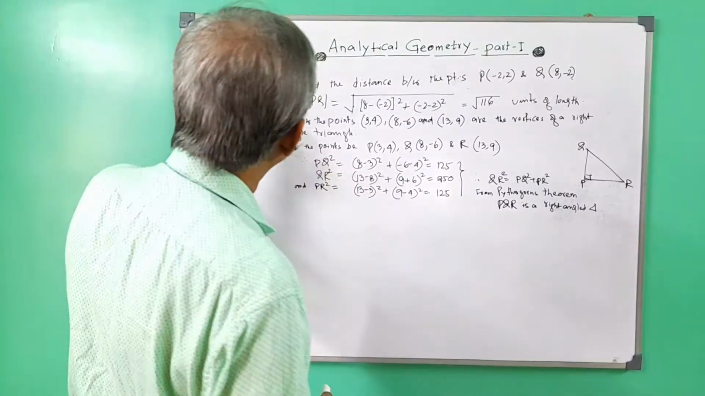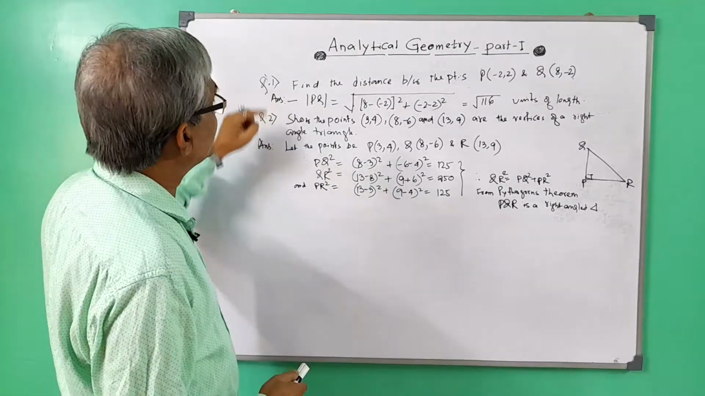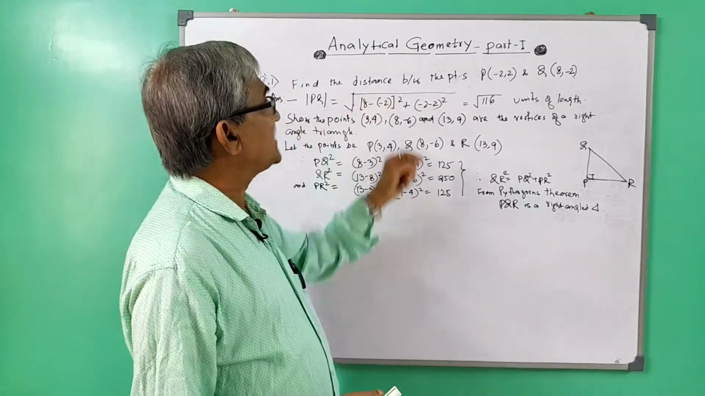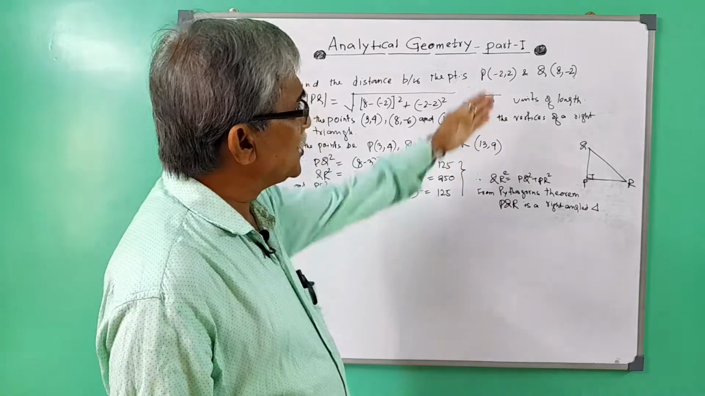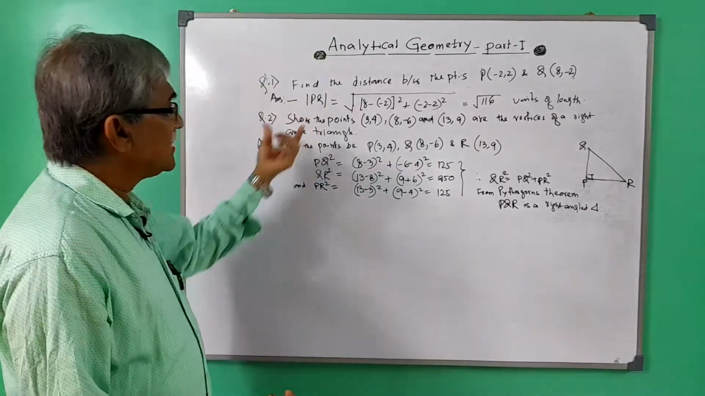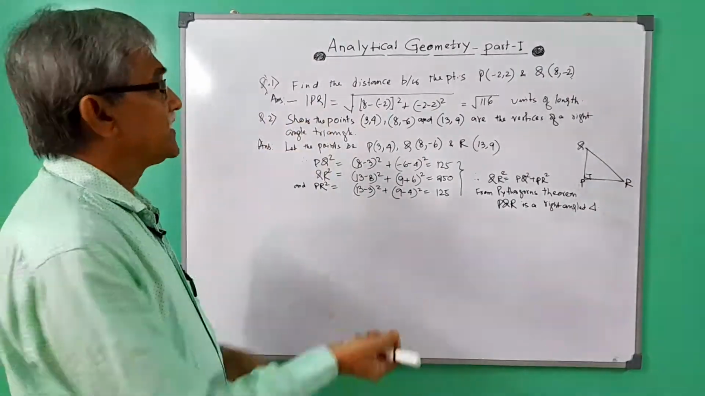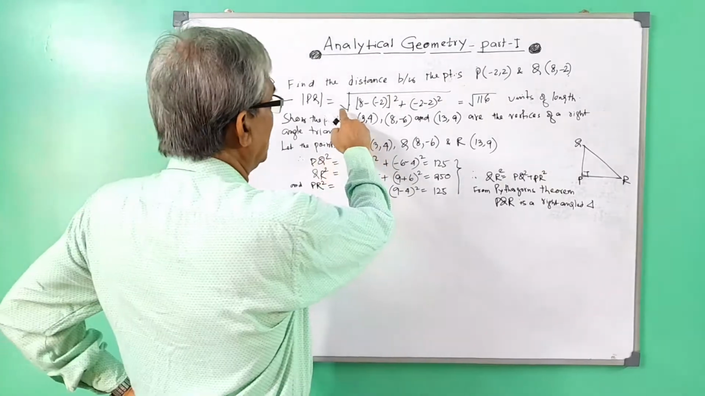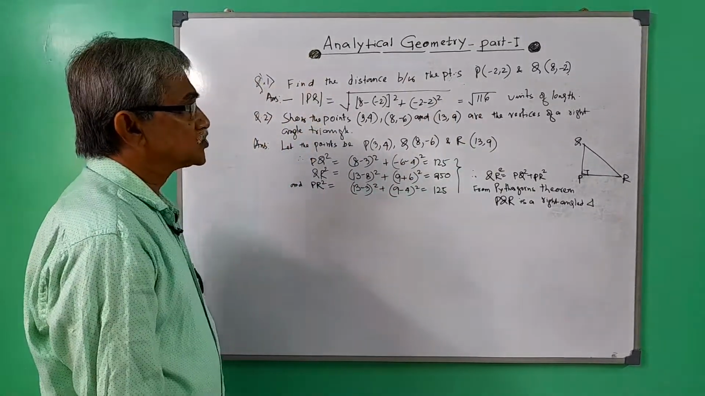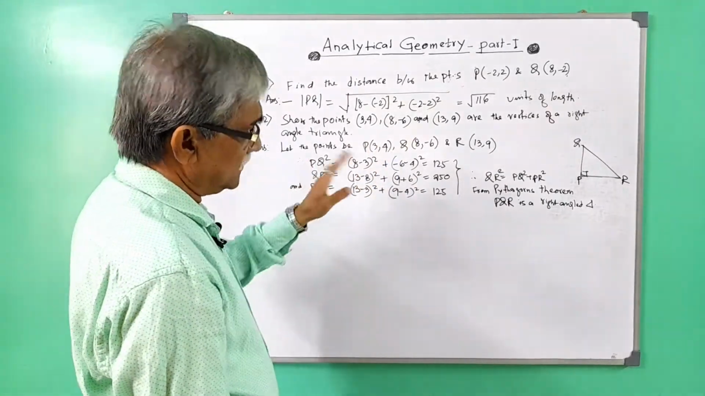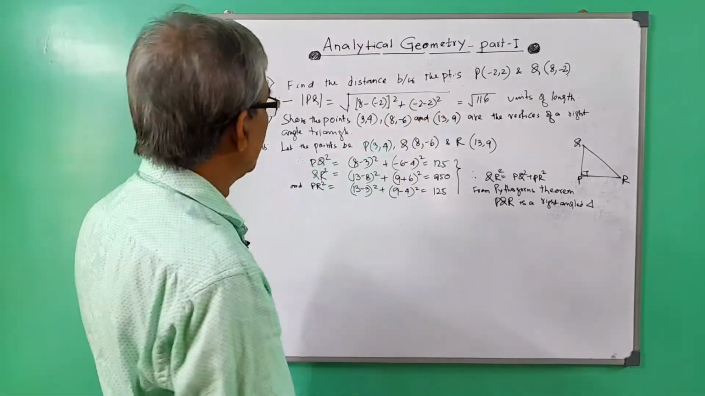Now let us take some 2 illustrative examples. Here is question number 1. The question is, find the distance between the points P(-2) and Q(8, -2). So it's easy. The modulus of PQ is a distance, it cannot be negative. So this is the formula I have applied, and it comes down to root over 100, that is 10 units of length.